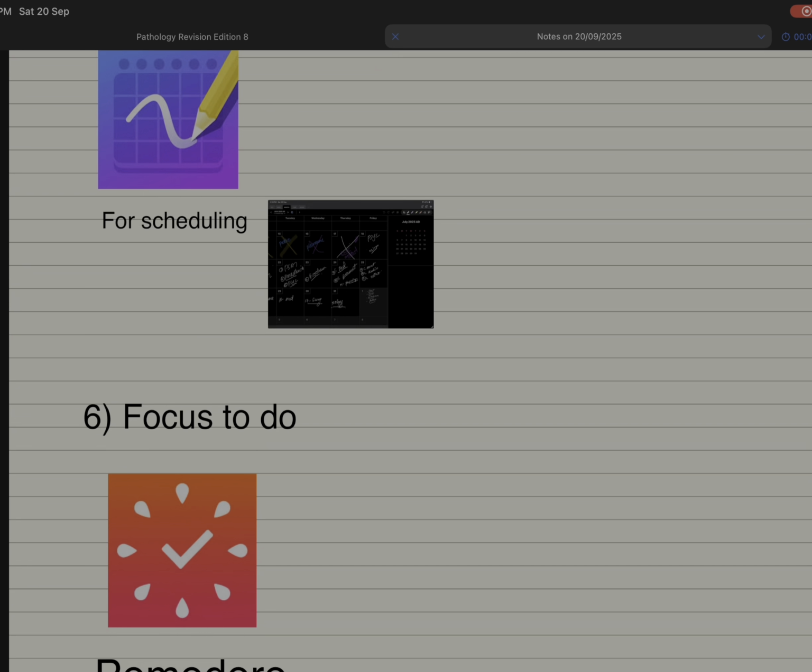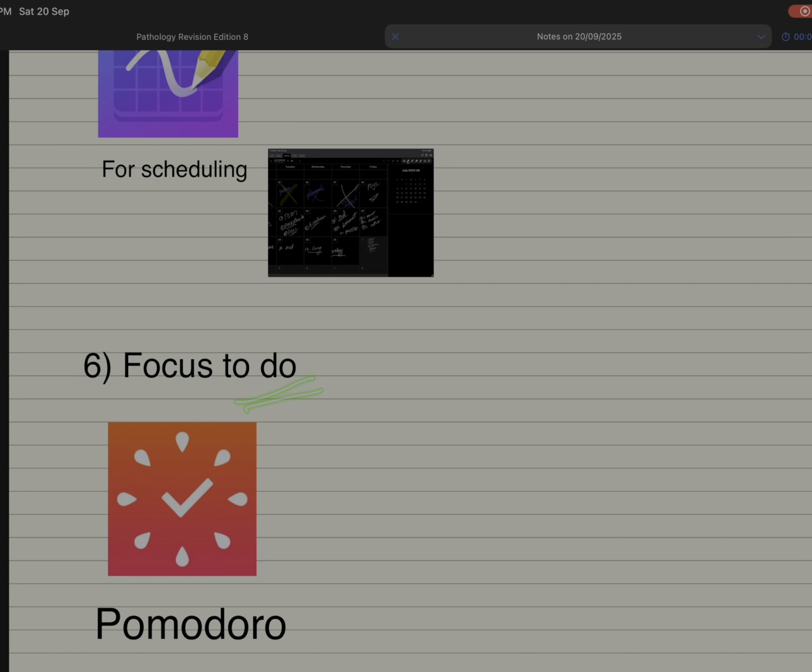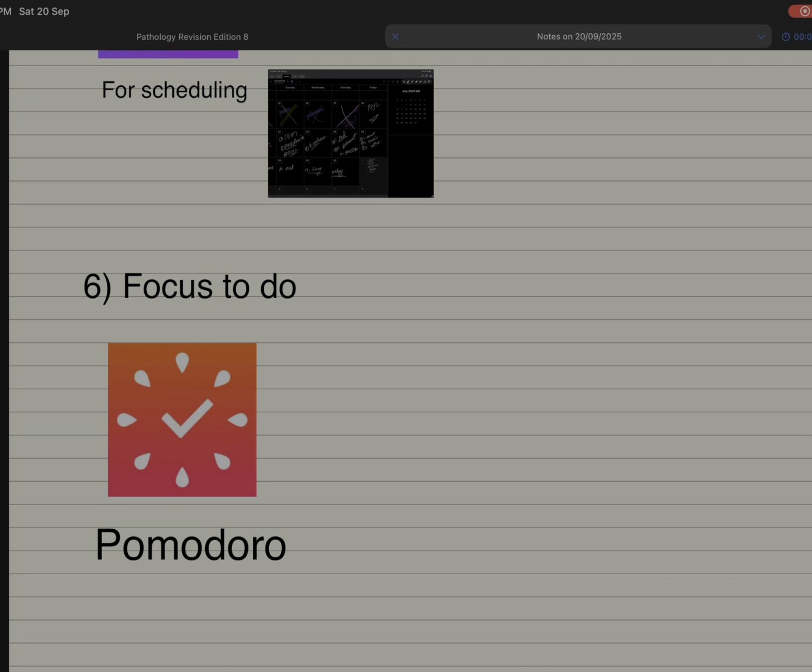So yeah, I think it made planning much easier for me. So the next one is a Pomodoro timer. It's called Focus To-Do. There are other famous Pomodoro timers like Forest and another one called Pomodoro Timer. It has got an inbuilt white noise player, which is very useful. I don't have to go to another app, Spotify or YouTube Music, to put on white noise. So it was very useful.